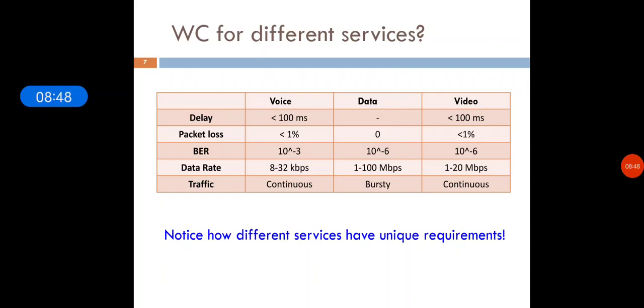Notice how different services have unique requirements. Each service has its own requirements that are written, and these are the factors on which your service depends. It is the requirement that the data should be transferred at this rate, there should be that much delay, and there should be no packet loss, less than 1% or 0%. And what is the data rate, what is the bit error rate?